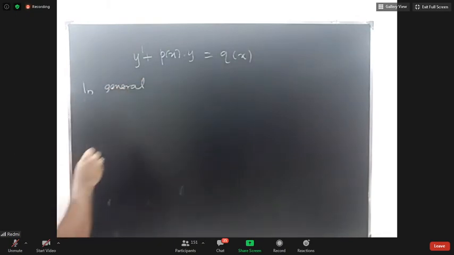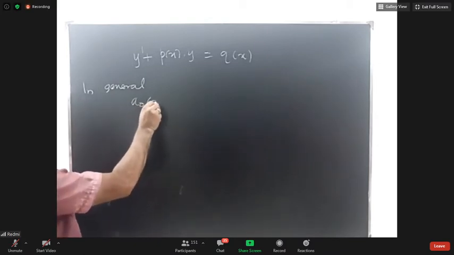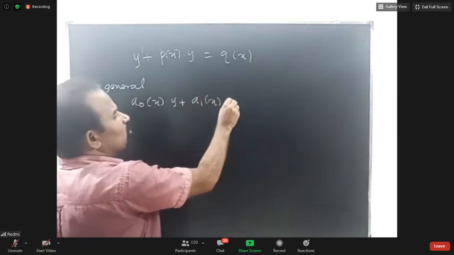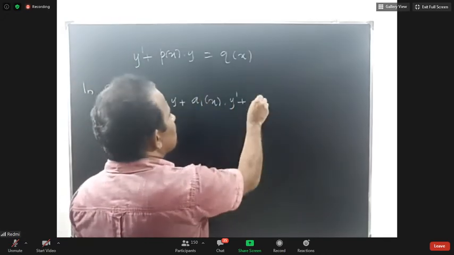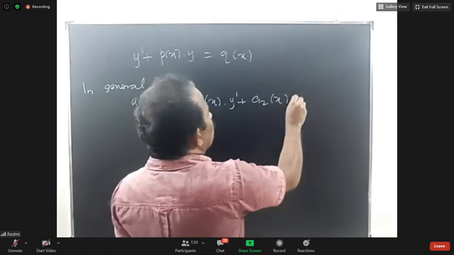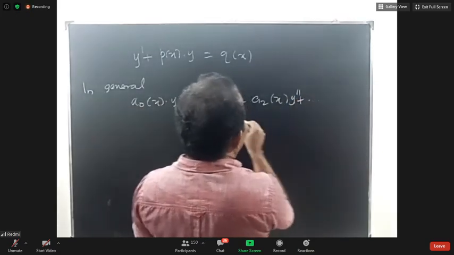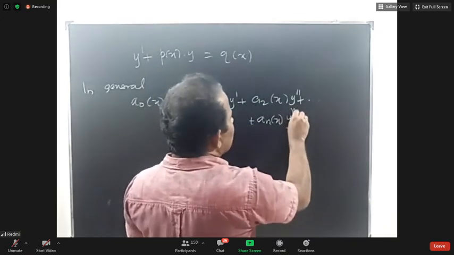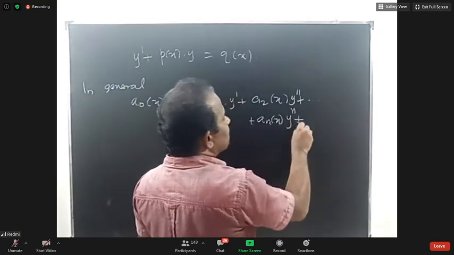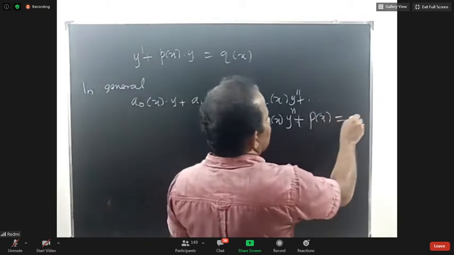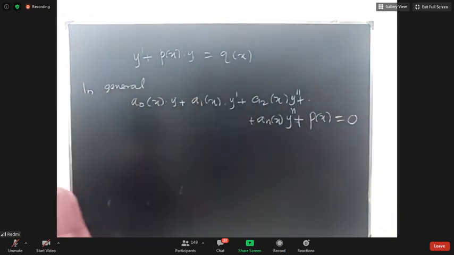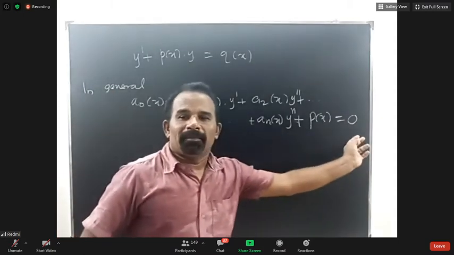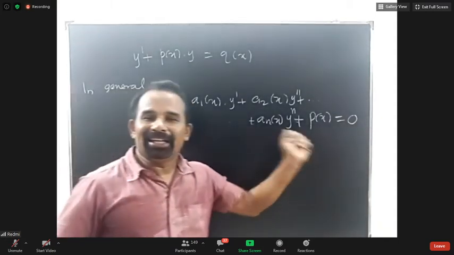In general, a0(x) y^(n) plus a1(x) y^(n-1) plus a2(x) y^(n-2) plus etc. plus an(x) y plus some p(x) is equal to 0. So this kind of equation is called a linear equation.